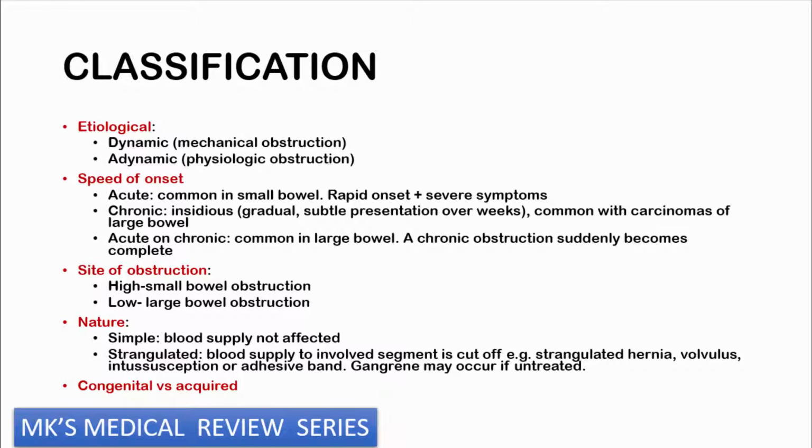So etiologically, they can be divided into dynamic or mechanical causes. This is where there's an actual physical obstruction. We shall see later on, as we look at the dynamic causes, that they can be further divided into causes that are causing obstruction within the lumen. You refer to those as intraluminal. Causes that are affecting the wall of the lumen, you refer to that as intramural. And causes that are outside the wall, you refer to those as extramural.